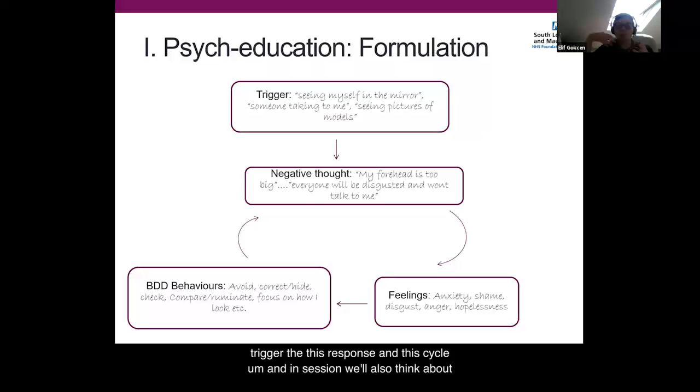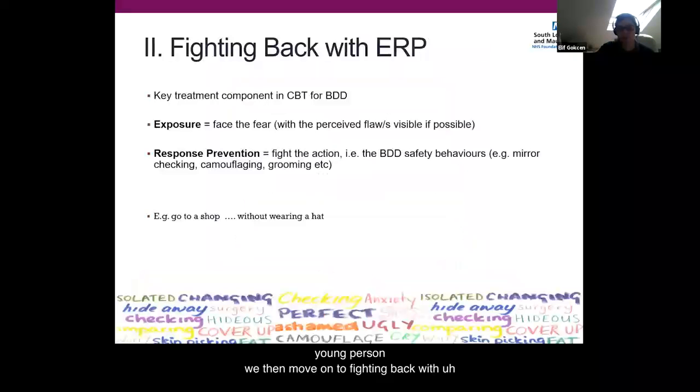And in session, we'll also think about some of the life experiences and how things like being bullied or teased at school have influenced beliefs around appearance as well, to understand why there might be that particular focus on appearance, and why certain situations are quite triggering for a young person.